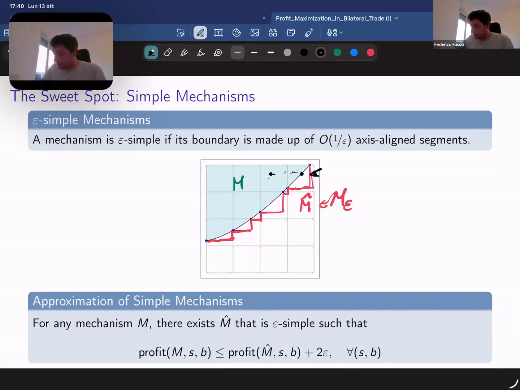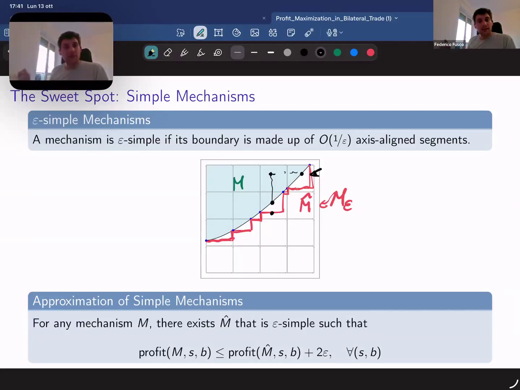In one case, the buyer will pay this, while in the other case, it will pay slightly less. So overall, for any bid that is inside the blue allocation region, I get the same profit up to an additive order of epsilon. While for all the points that are outside the allocation region, I'm happier because I don't care. So overall, for any mechanism, there exists an epsilon simple mechanism that provides an additive epsilon approximation.